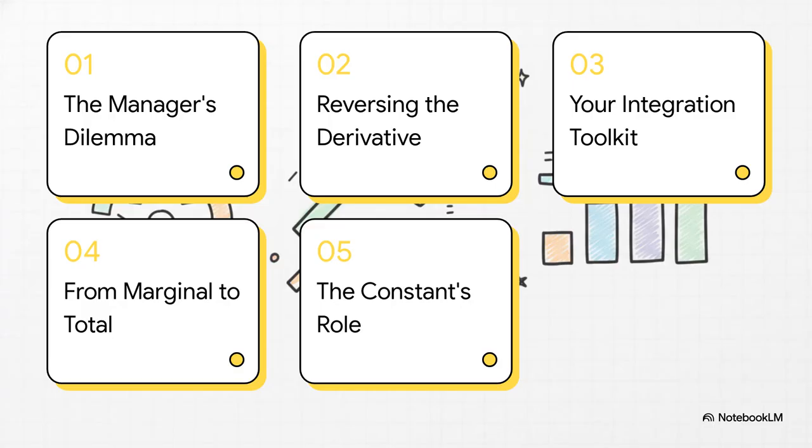So here's our game plan for today. First, in section 1, we're going to formally lay out this manager's dilemma so we're all crystal clear on the business problem we're solving. Then, in section 2, we'll get into the mathematical theory, defining integration as reversing the derivative. Section 3 is where we get our hands dirty and build your integration toolkit with the key rules you'll need. Then, in section 4, we'll actually apply those tools to our marginal cost problem step by step. And finally, section 5, and listen, I really can't overstate how important this last part is, we're going to uncover the crucial business meaning behind what looks like a tiny mathematical detail, that constant of integration.